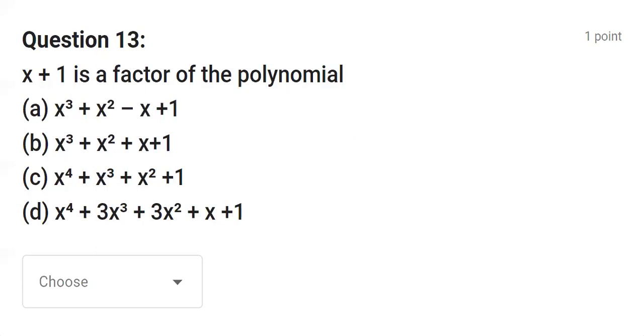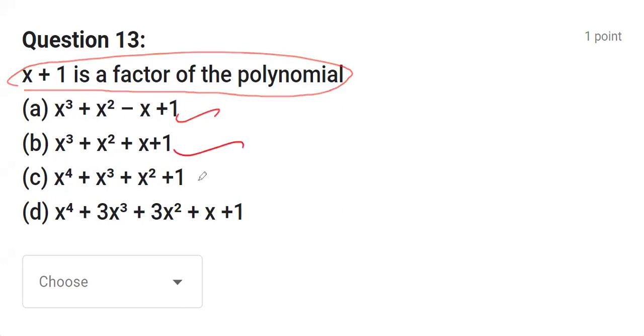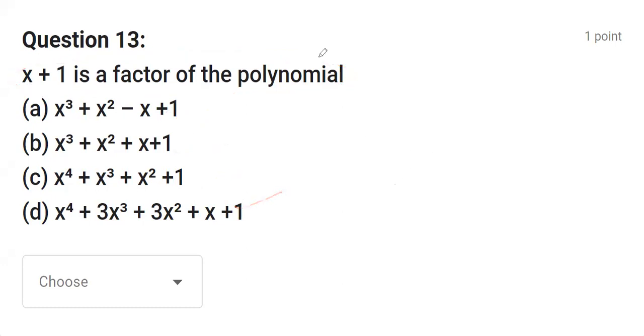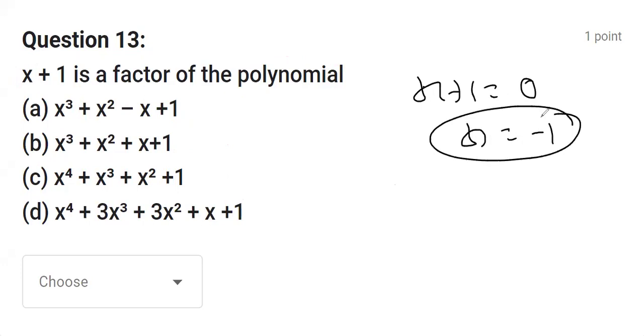In question number 13, we have to figure out that x plus 1 is a factor of which of these polynomials. So we'll be using the factor theorem, where we'll be equating this polynomial with 0. That means I'm going to equate x plus 1 with 0 to get x as minus 1. And one by one, we'll be placing the value of x in each case. The one in which we get 0 as the answer or the solution, that will be the 0 of this polynomial. So let's start with the first part.